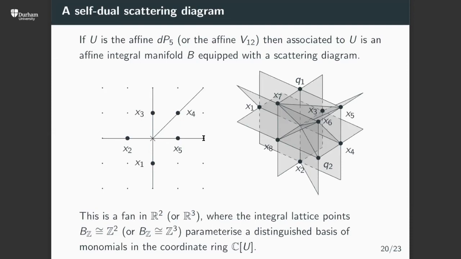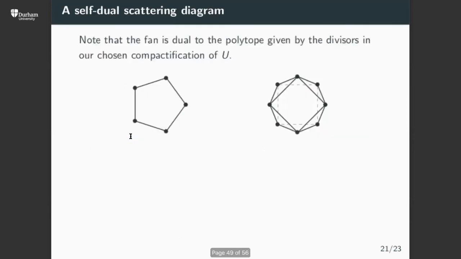So I can associate a monomial to each lattice point here just by looking at the generators of the cone it lives in. And I can do the same thing over here in this more complicated example, and I get a distinguished basis. If you've heard of the Gross-Siebert program, these are theta functions on the variety U, and this is the lattice of theta functions.